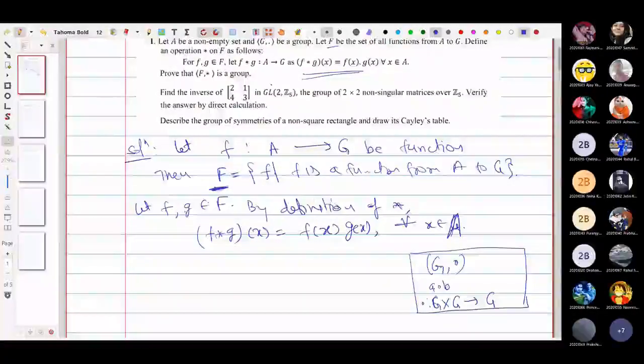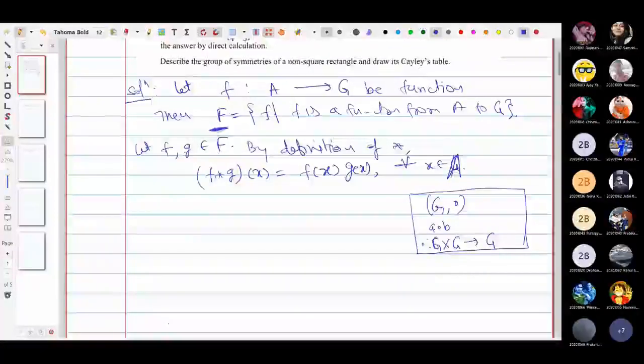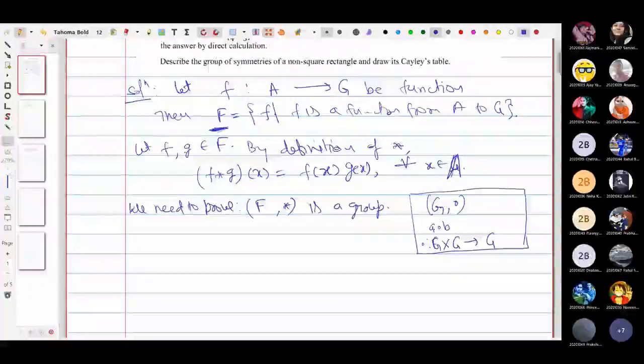Yes, sir. So here we are dealing with functions. Functions are elements, and there is an operation defined over it and denoted by star. Fine. Then what we need to prove is that F with star is a group. So now the problem is clear, I think.